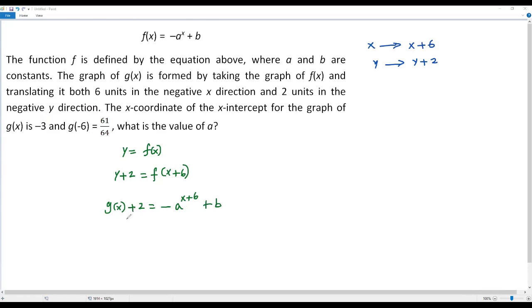Now let me solve for g of x. For that we have to get rid of this positive 2. Okay, now let me subtract 2 from both sides of this equation. Then positive 2 and negative 2 will cancel out. I am getting the function g of x on the left side.